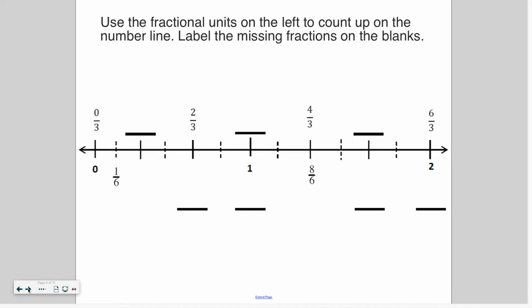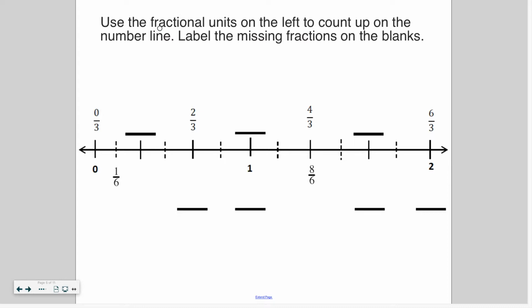So before we get started, I want to point out that equivalent fraction is just a fancy way to say fractions that are equal to each other, right? And we're going to use these number lines to help us identify equivalent fractions. So we're actually practicing two skills, placing fractions on a number line and finding equivalent fractions using a number line.